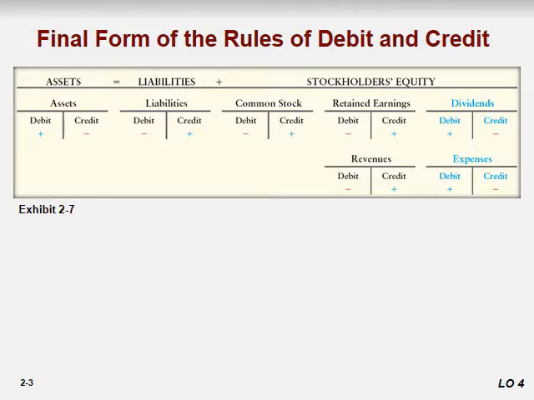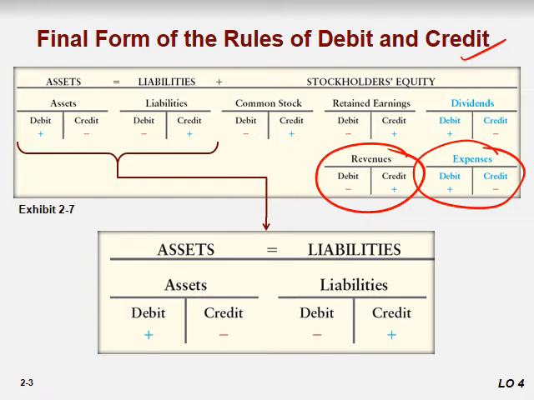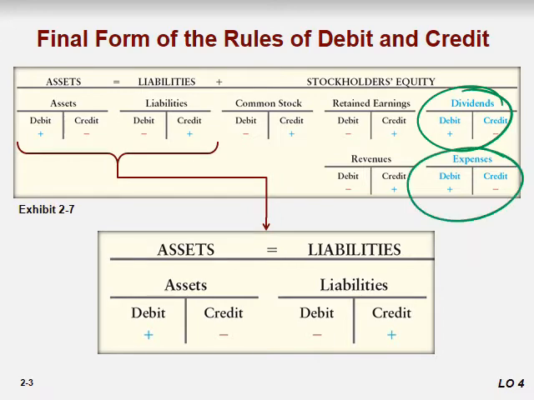So now we can say that these are the rules of debit and credit. We just have two exceptions here. When it comes to expenses and dividend, there is an exception to the rule.